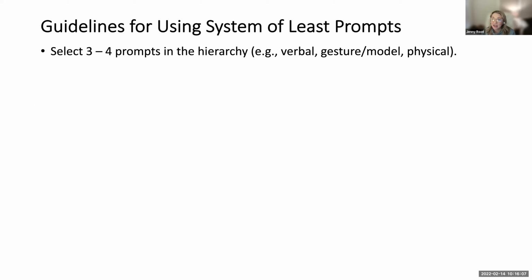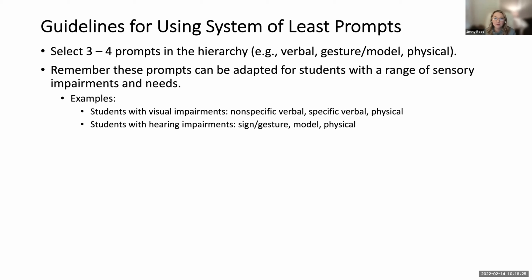You want to be careful to consider that the reason you move between prompts is because the student's not responding or because they're getting the wrong answer. So we don't want more than 4 prompts, because then the student is responding incorrectly that many times, and learning really isn't efficient at that point. The prompts can definitely be adapted for students with a range of sensory impairments and needs. For students with visual impairments, we're going to focus more on verbal and physical prompts, and for students with hearing impairments, we're going to use more sign, gesture, and modeling.